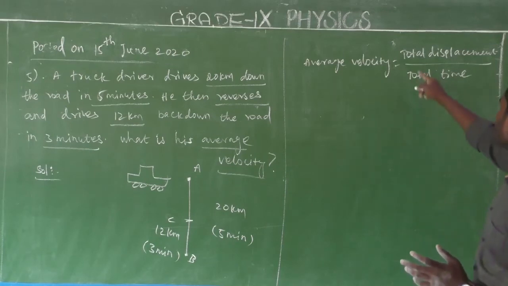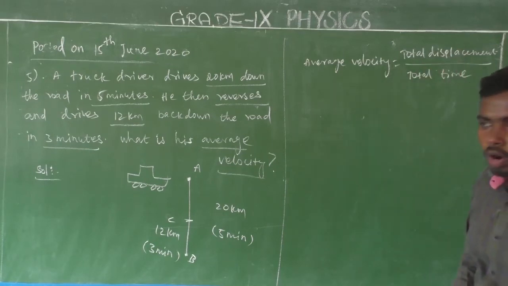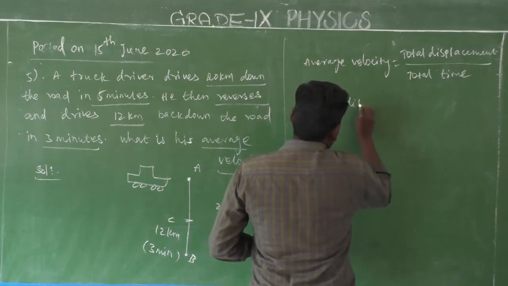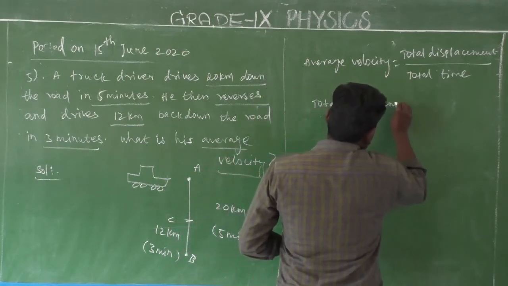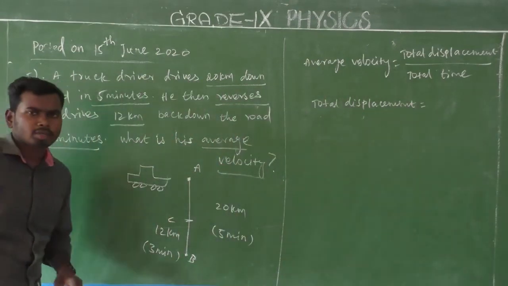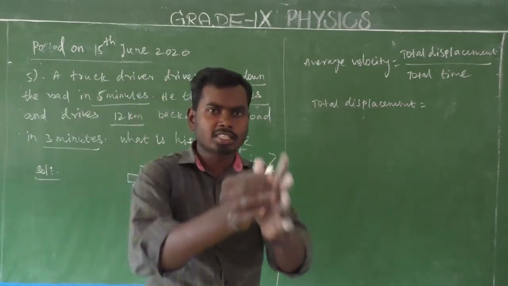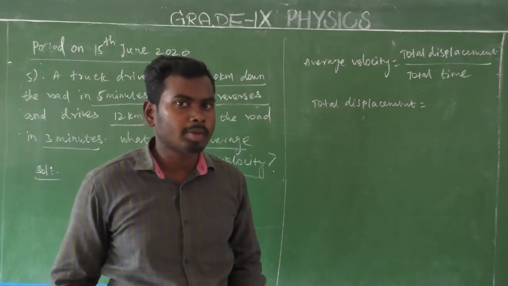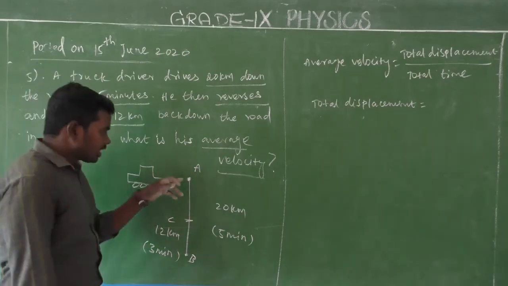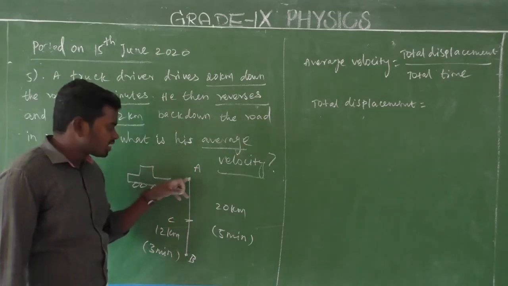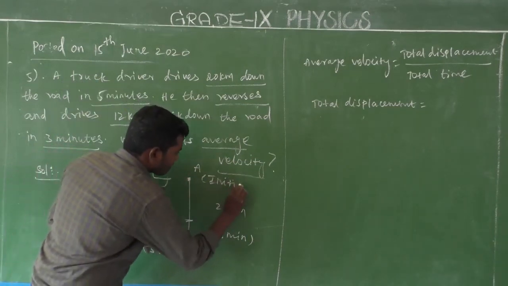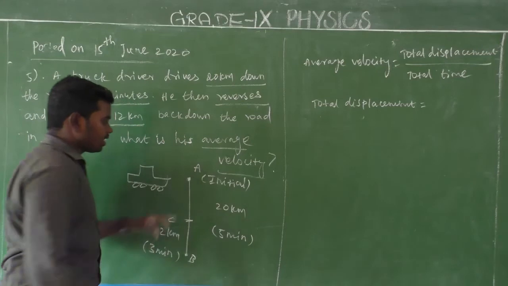So what is the total displacement, sir? You first find out the total displacement. We already know what displacement is: final position minus initial position. Here, which is the final position and which is the initial position? The truck starts moving from point A, so this is considered the initial point of the truck.